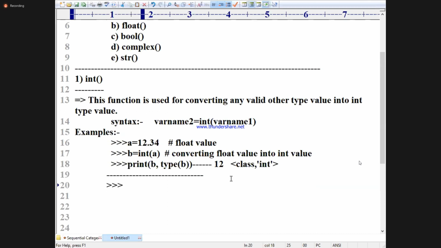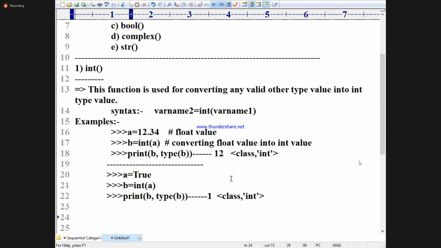I will take one more. A is equal to True. I will do B is equal to int of A. Directly you print B comma type of B, which is going to print 1, class comma, what is that? Int. So bool value converted into int.